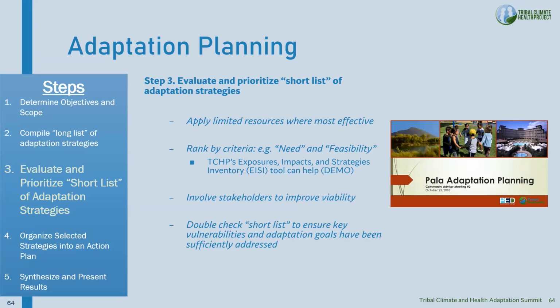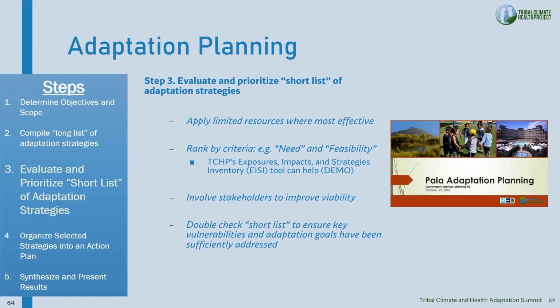So you might have forgotten that in your vulnerability assessment, water security was your number one concern, drought or water security. And in your actual adaptation plan, you don't have enough strategies to really solve for it. So you want to make sure your strategies are solving for the most critical needs in an appropriate amount of time.